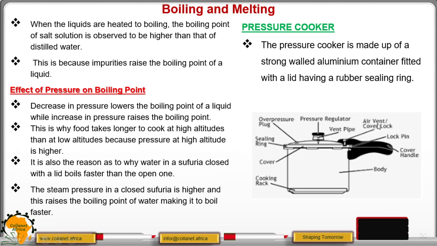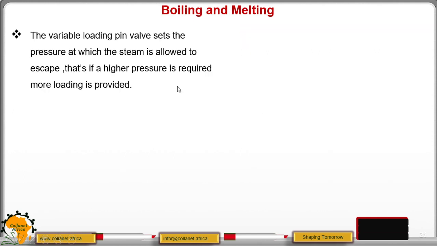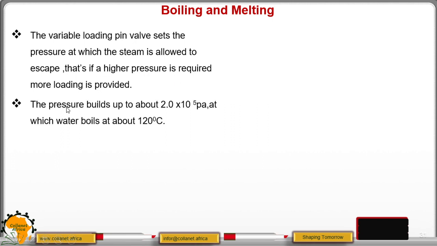Then we have the air vent, the lock pin, and these plastic handles, which are not good conductors of heat, so that you can use them. How does it work? The variable loading pin valve sets the pressure at which the steam is allowed to escape. That is, if higher pressure is required, more loading is provided.